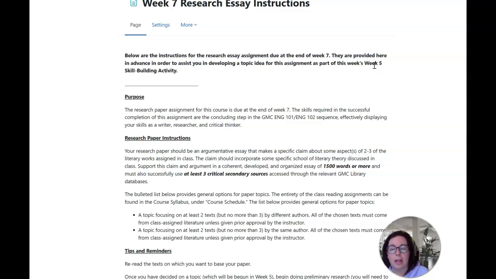The next thing about the importance of using the GMC library databases is you have access to things that you would not have access to in a general Google search. Because as an institution, we have subscriptions and access to all kinds of academic journals and databases that cannot be accessed by the general public. So that's part of your tuition dollars at work. So hold on to your thoughts about the research part.